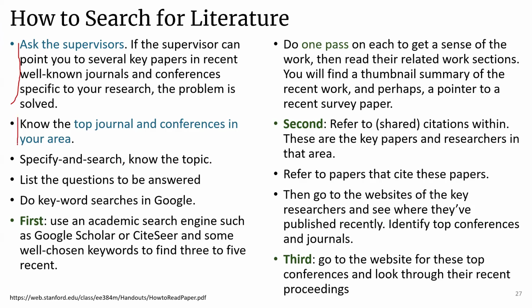Also, know the top journals and conferences in your area. This is an extremely important thing. I will show you later on how I would use Google Metrics to locate the good journals and conferences in a particular area. Then we have to specify and search. That means we have to know the topic and do a very targeted search, list the questions to be answered, and do a keyword search in Google.